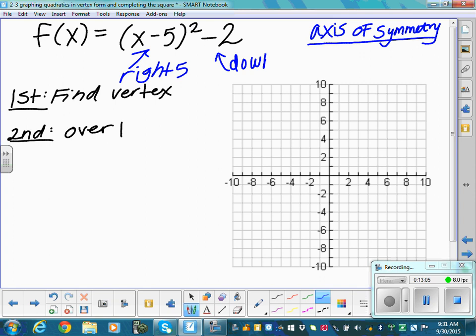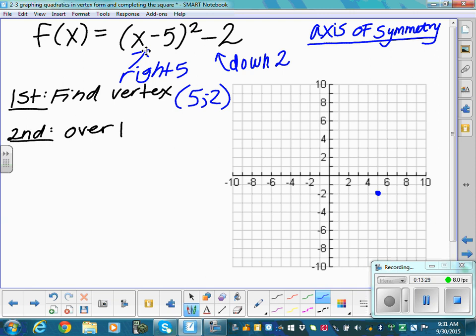The sign stays the same with what's added on the outside. So start at the origin, go right 5, 1, 2, 3, 4, 5, down 1, 2. There's my new vertex. So my vertex is at 5, comma, negative 2. Does everybody see how my vertex is at over 5, down 2? Are you all following? Okay, we're almost done.